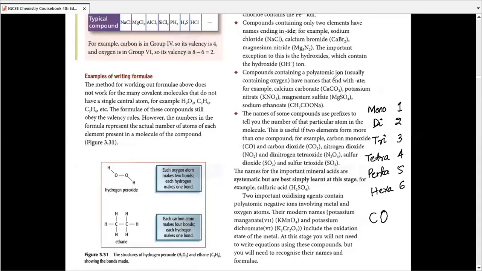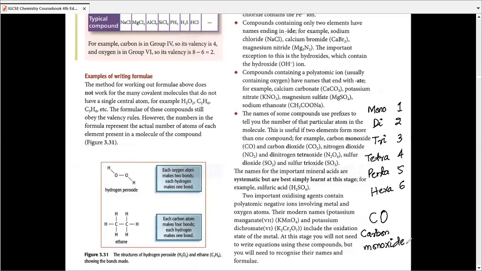And I was telling you that if there are 2 elements and the first one has 1 atom, we don't need to write the prefix mono. But whatever number of atoms are there for the second atom, we need to write them along with the IDE suffix added to it. So the name would be carbon, as the first atom is carbon, and then it would be mono, as there is only 1 atom of oxygen, and oxide, as oxygen is named as oxide. That's how we come up with the name.